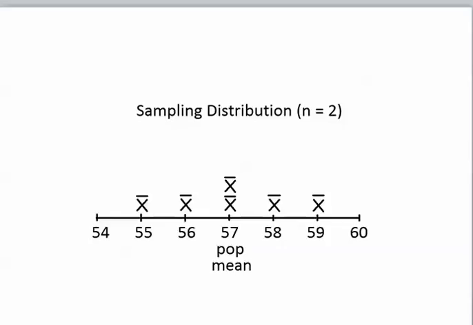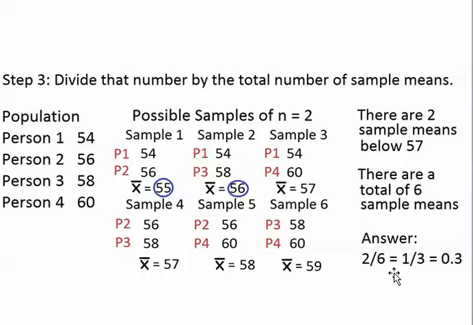So as a fraction, the answer is 1/3. That's because 1/3 of the possible samples would give us a sample mean below 57.